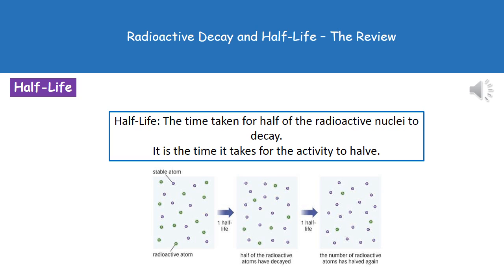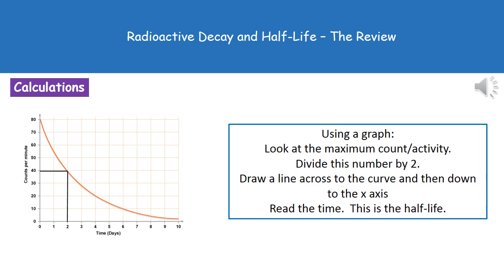As you can see in the little diagram at the bottom there, we're starting off with the little green ones representing our radioactive atoms, and we've got 12 little green atoms in our first picture. After one half-life, it's down to 6 because half of them have decayed, and then after a second half-life, we're down to 3 because again the number of radioactive atoms has halved.